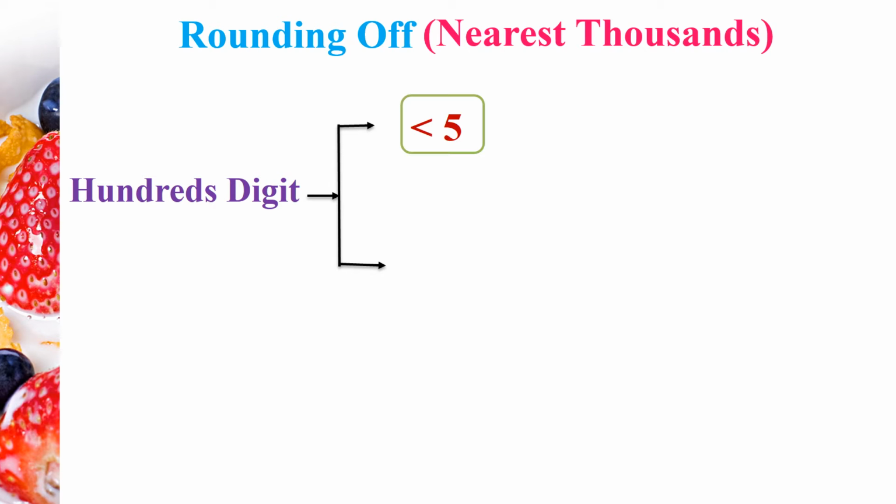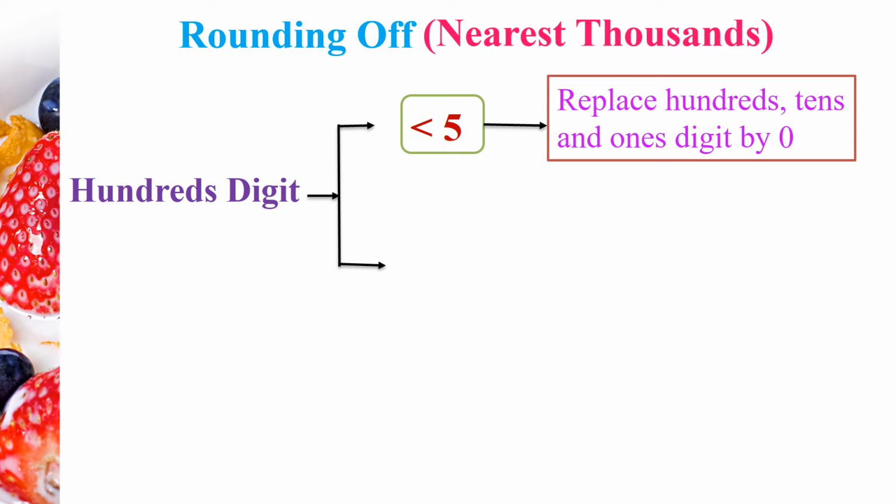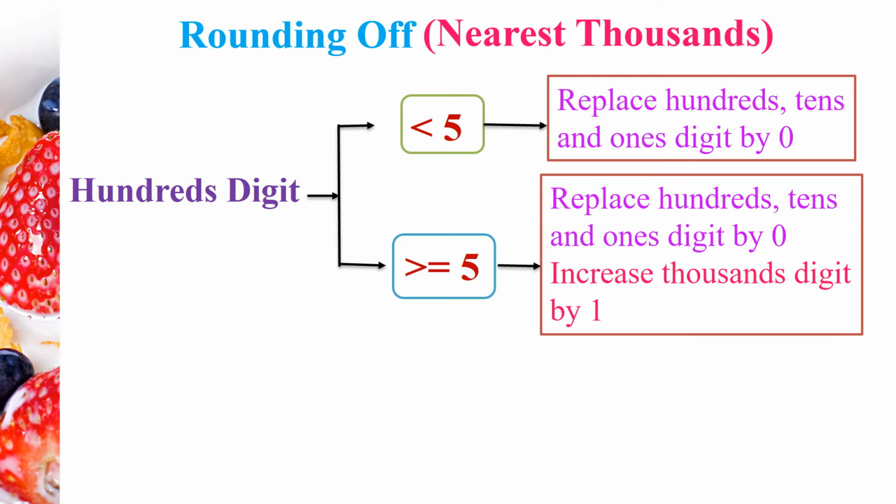Round off to the nearest thousands. Take the hundreds digit, compare with 5. If less than 5, replace the hundreds, tens and ones digits by 0. If the hundreds digit is equal to or greater than 5, replace the hundreds, tens and ones digits by 0 and increase the thousands digit by 1.